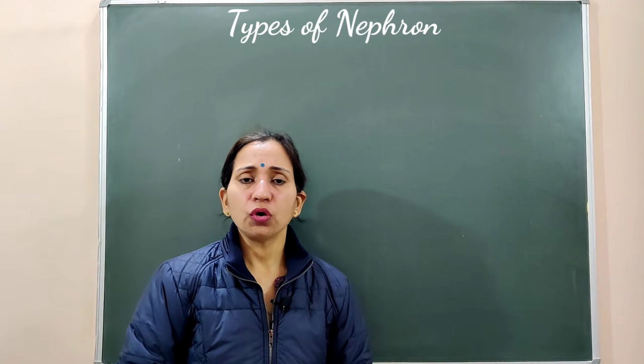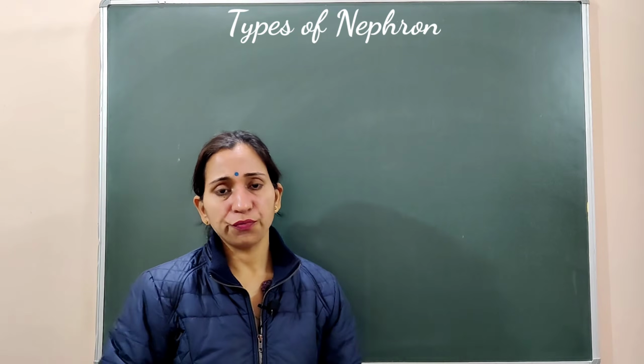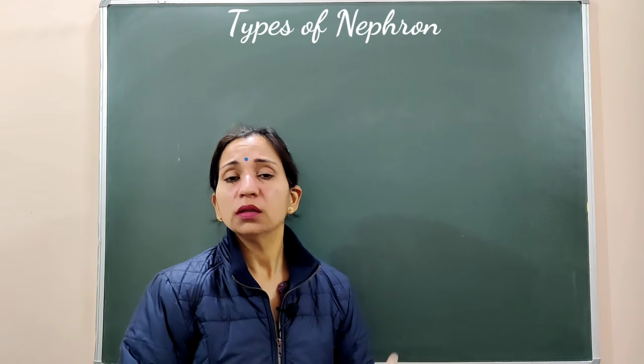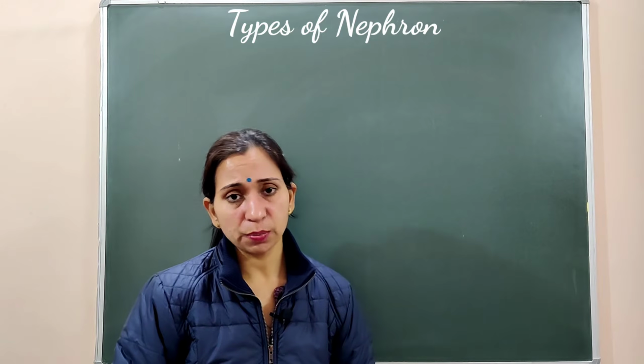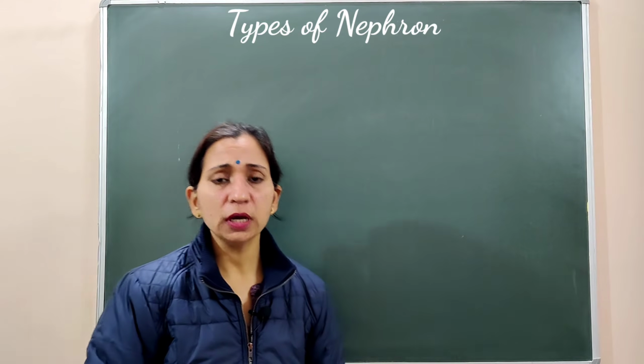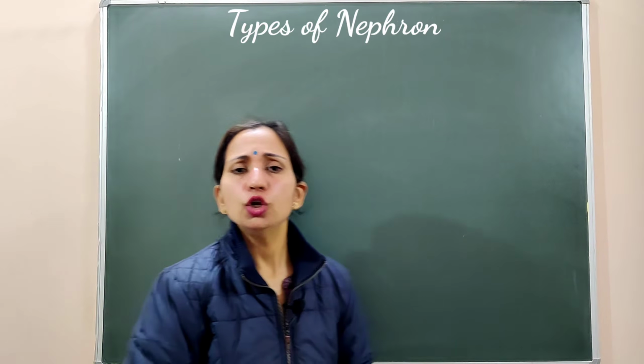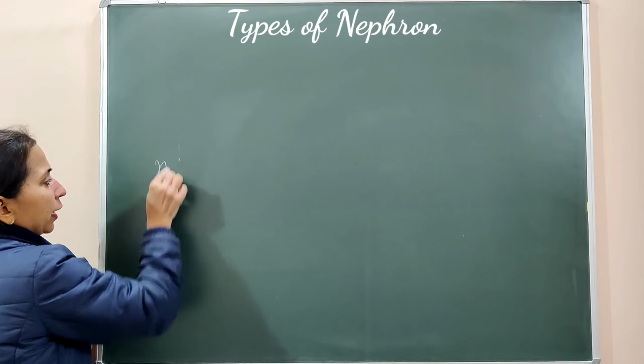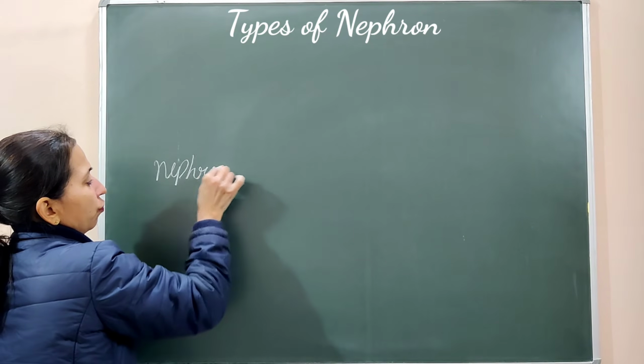The types of nephrons are basically on the basis of their length, their locations and the blood supply. किस तरीके से blood की supply हो रही है, उसके basis पे nephrons के two types बताए गए हैं। The nephrons can be of two types.